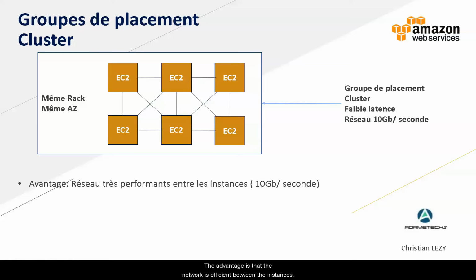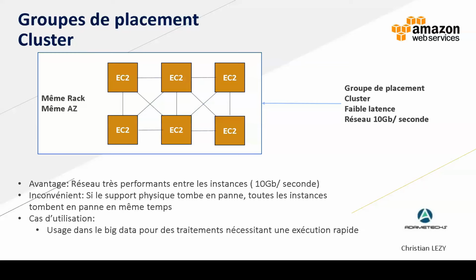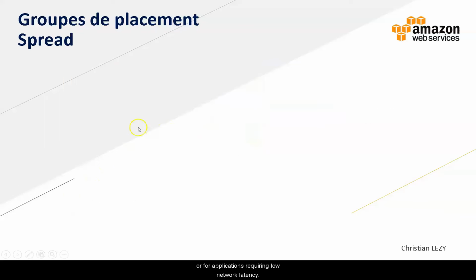The advantage is that the network is efficient between the instances. The disadvantage is that if the physical medium fails, all instances fail at the same time, so think about this when you select this option. It can be used in big data for processing requiring fast execution, weekly jobs for example, or applications requiring low latency networks. Now let's look at spread groups.